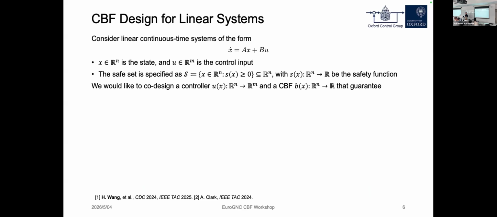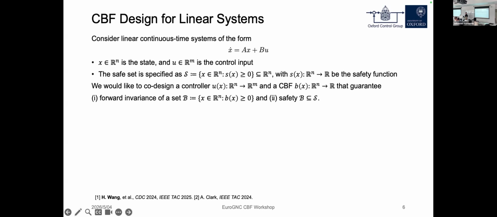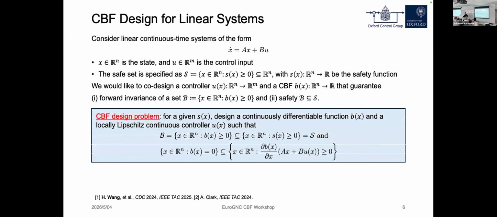And the question we want to answer is, how can we co-design the controller u of x and the barrier function that guarantee forward invariance for the set, and also the set inclusion where B should be a subset of S. That's the goal we want to achieve.